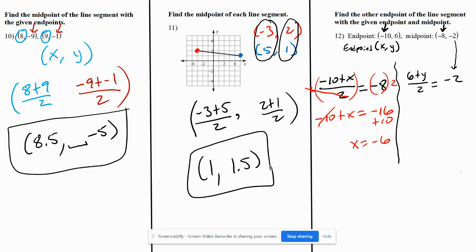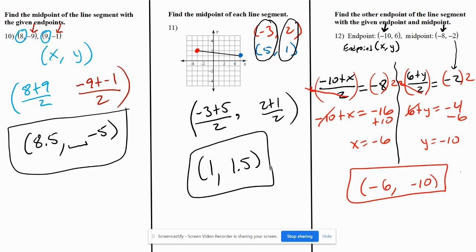Now for the y value, let me multiply both sides by 2 to get rid of fractions. So I have that 6 plus y equals negative 4. To get the y by itself, the 6, let me move it over. Don't forget to switch the sign. Y equals negative 10. So my solution should be negative 6, negative 10.